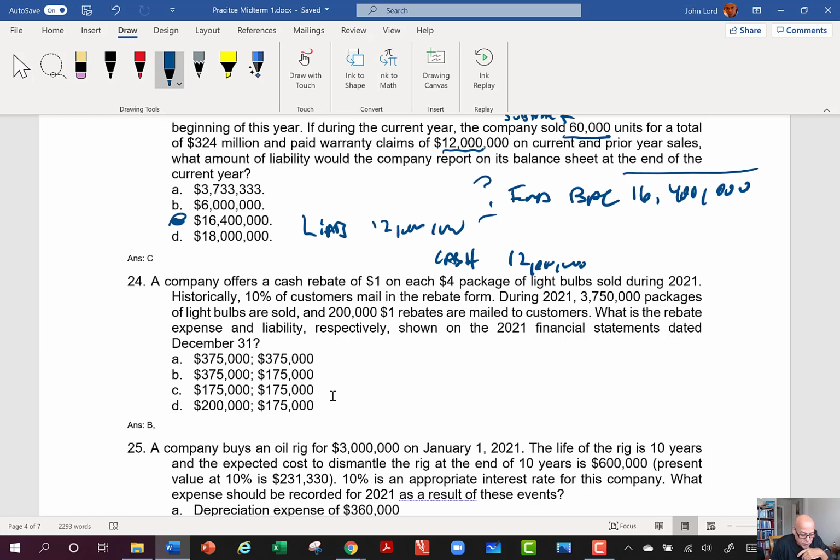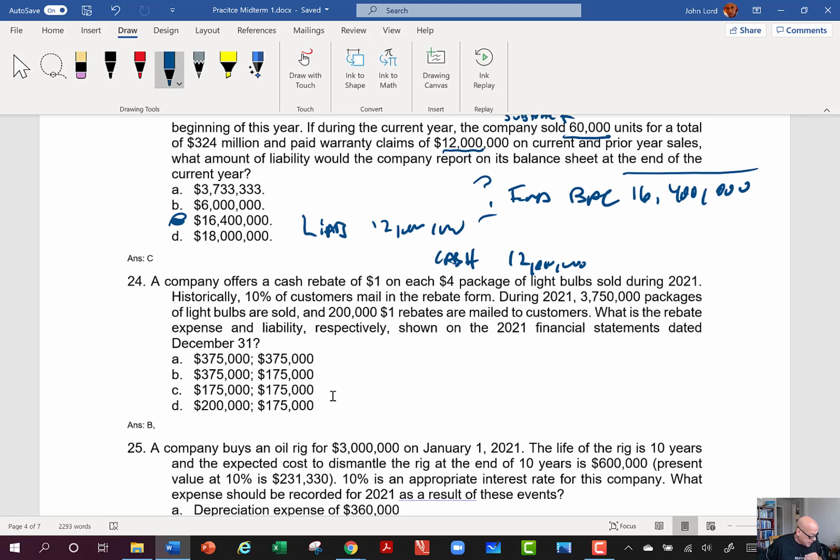Okay, so what happens? They tell us that during 2021, 3,750,000 packages of light bulbs were sold, and 200,000 $1 rebates were actually mailed out to customers. So the person sent in the rebate and they had to send them $1 back, right? Okay. So what is the rebate expense and liability respectively shown on the 2021 financial statements dated December 31st.